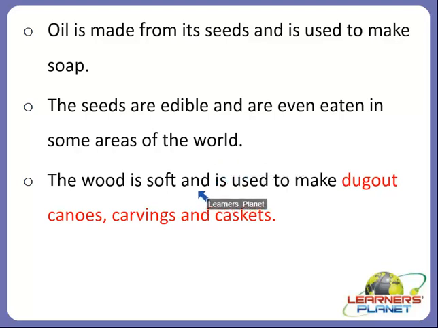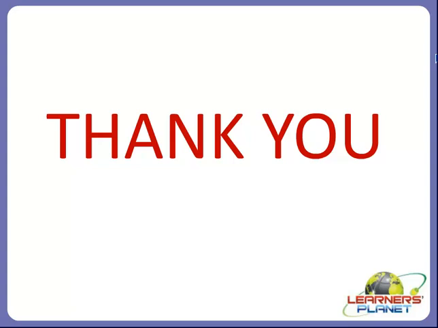So basically, it is not used for clothing, and that is why the wood of the kapok tree is so soft that it is used to make dugout canoes, carvings and caskets, just like a jewelry box. Caskets are like jewelry boxes, right? So this is a fiber that is commonly used as a stuffing in pillows, also in life jackets, and also in sleeping bags. So this fiber is known as silk cotton, which is obtained from the kapok tree or silk cotton tree.